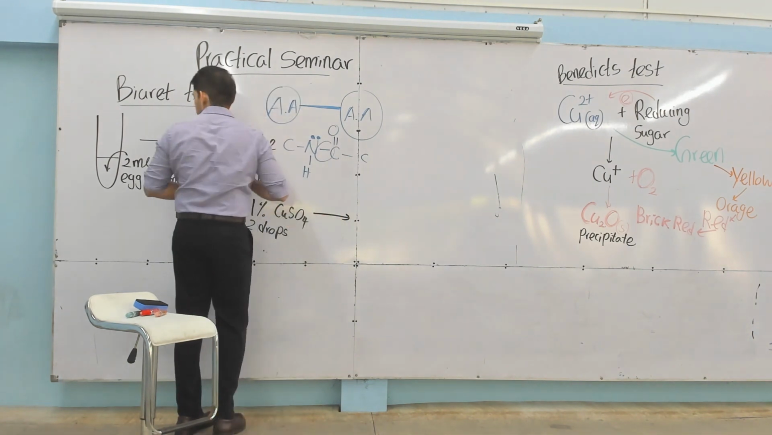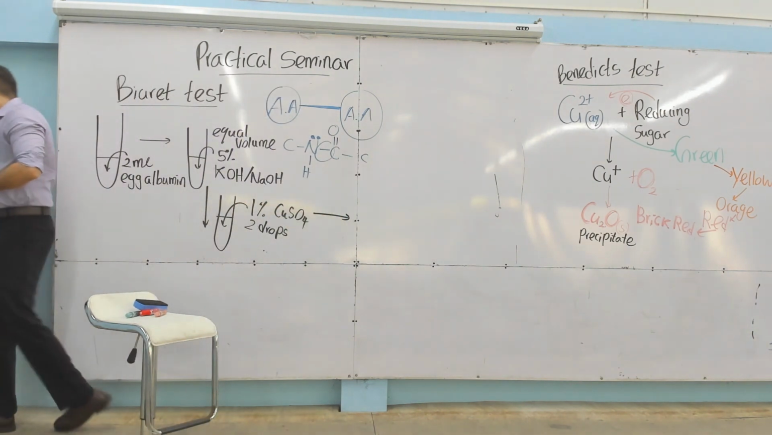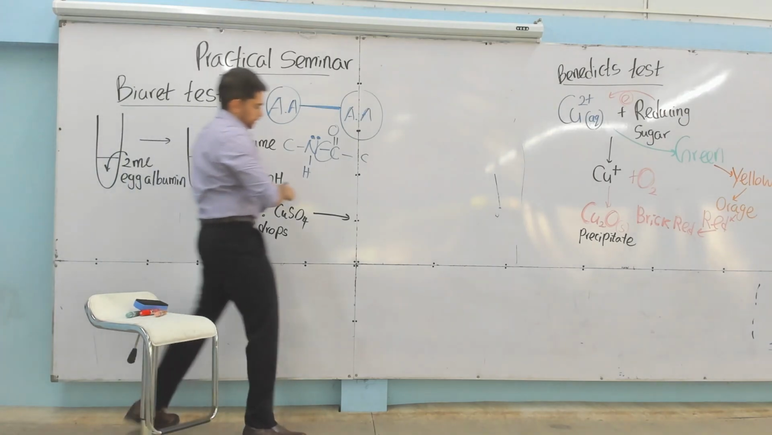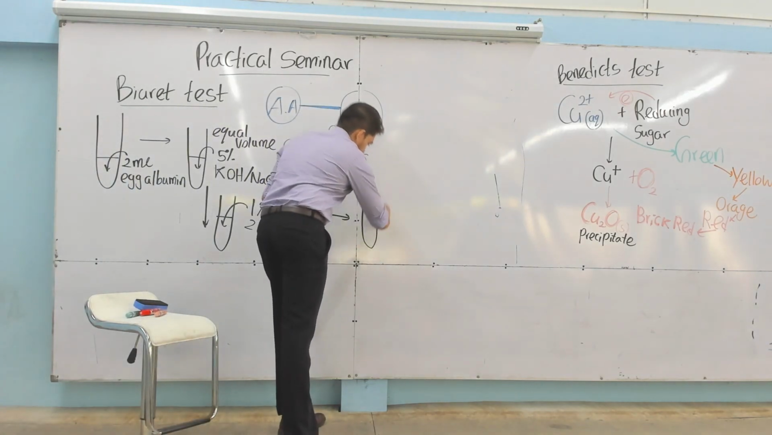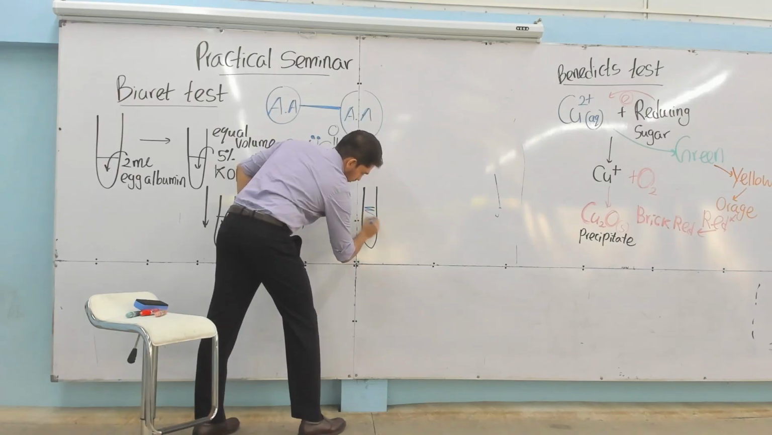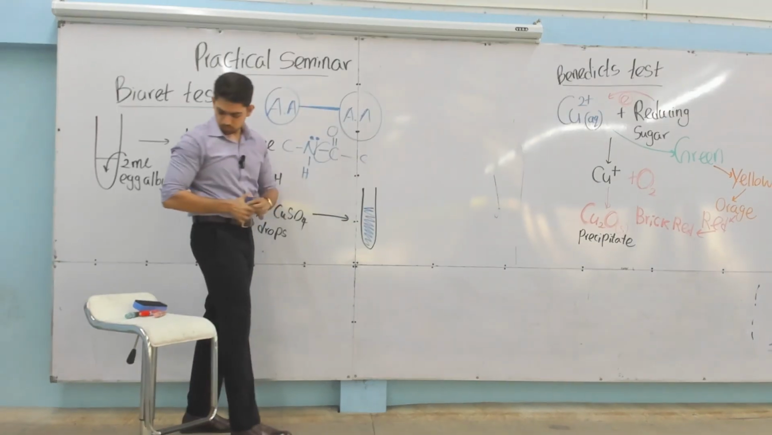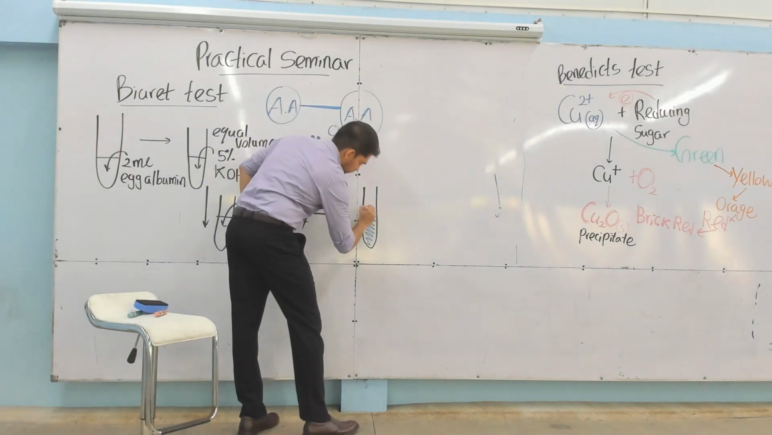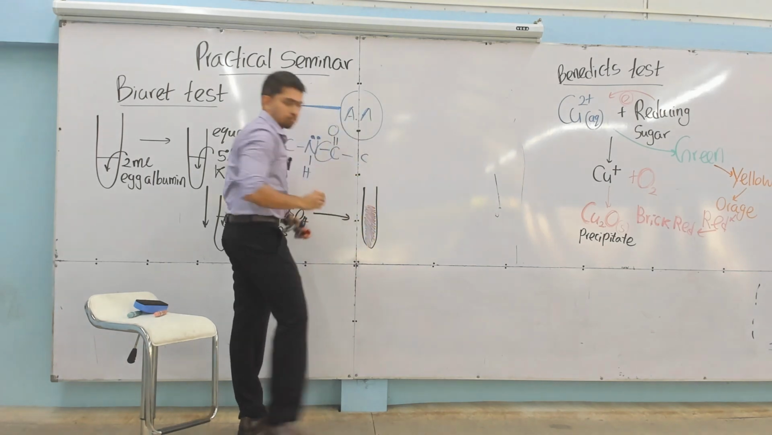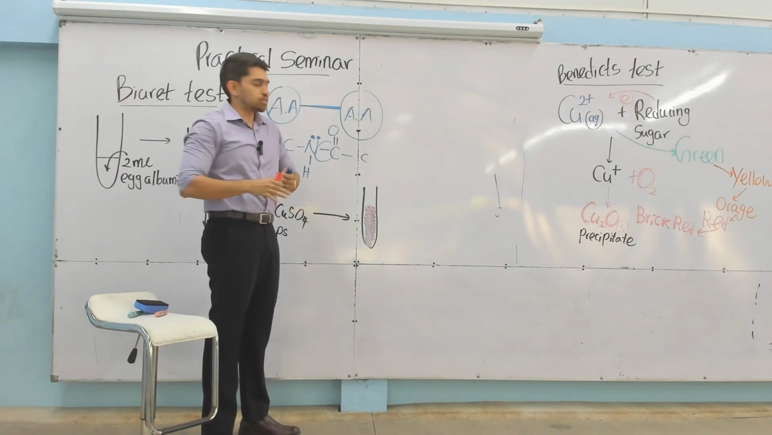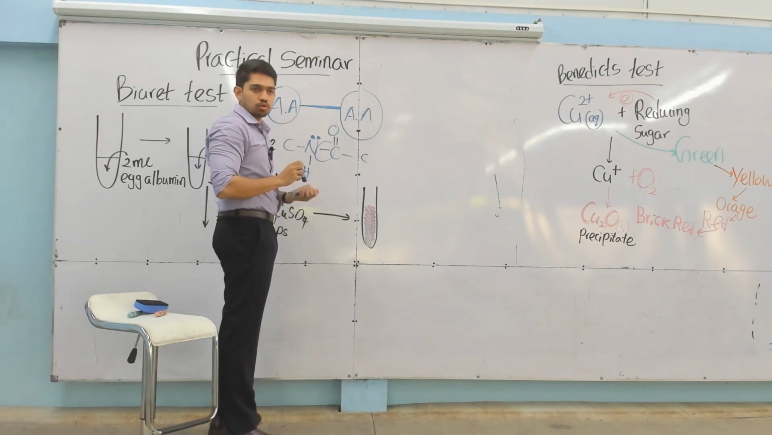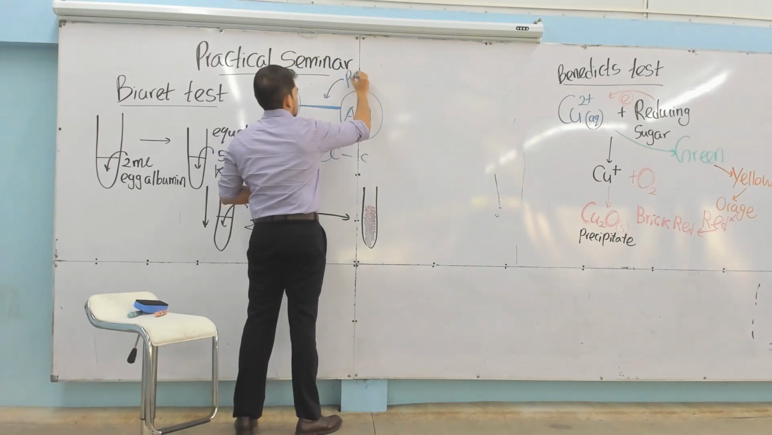Then what are you going to observe? A violet or a purple color develops slowly. In this solution you are going to see a purple color, violet or purple. So, I can indicate it a bit like this. Right, sort of purplish color. This proves the presence of what? Peptide bonds. That's all it shows. The biuret test shows the presence of peptide bonds.